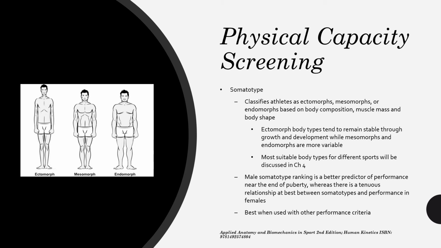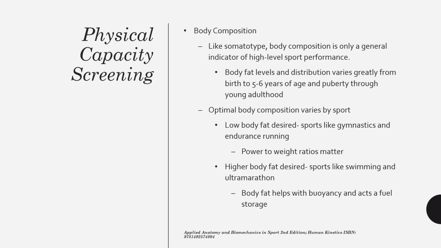But looking at somatotypes as a measurement tool, we know that in males, somatotype rankings are going to give us some predictions of performance near the end of puberty. So this doesn't work very well in young children. However, when we start looking at females and somatotypes, this relationship gets a lot weaker in predicting performance. And this is because females generally have to carry more body fat, which makes them more endomorphic in character than males. So it kind of muddies the predictions scales. However, if you're going to use somatotyping, it's best to use it with other performance criteria.